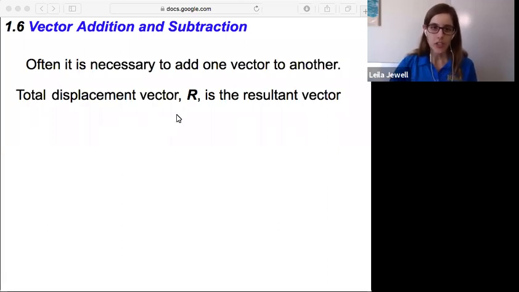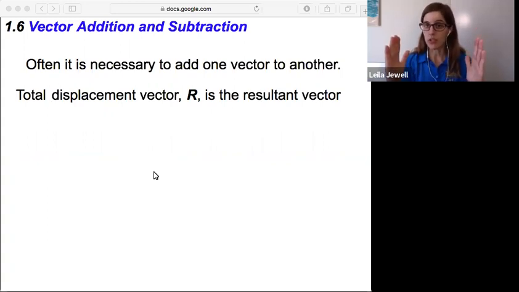And we'll say that the resultant vector is the total displacement vector. So if we add one vector to another, then the net total we'll call the resultant vector. So let's check out an example of this, because examples make things a little bit clearer.